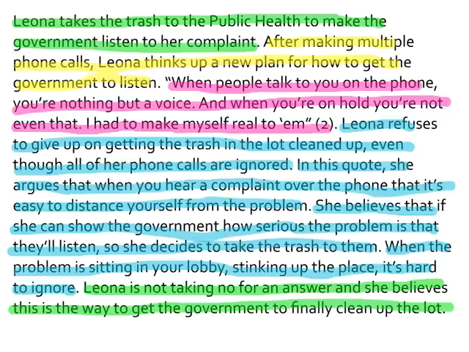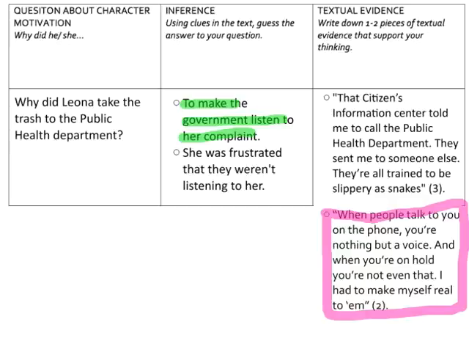Okay, your job now. I want you to go back to your character motivation. If you just flip over your sheet, I want you to find the inference that you think has the strongest support from the text and choose the textual evidence that best supports that inference. And then get started writing.